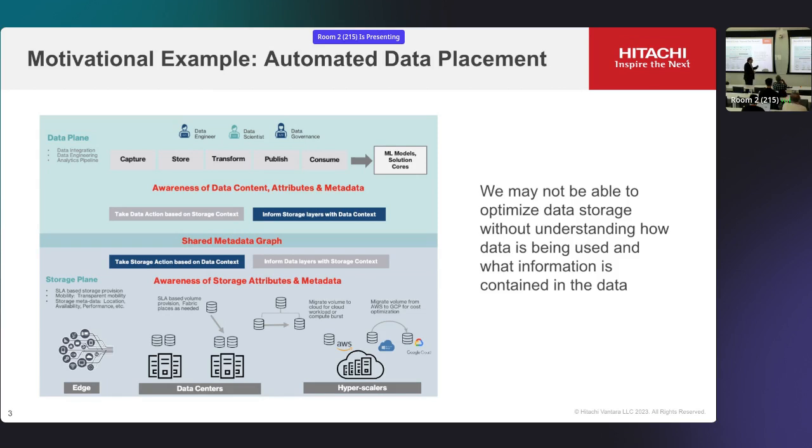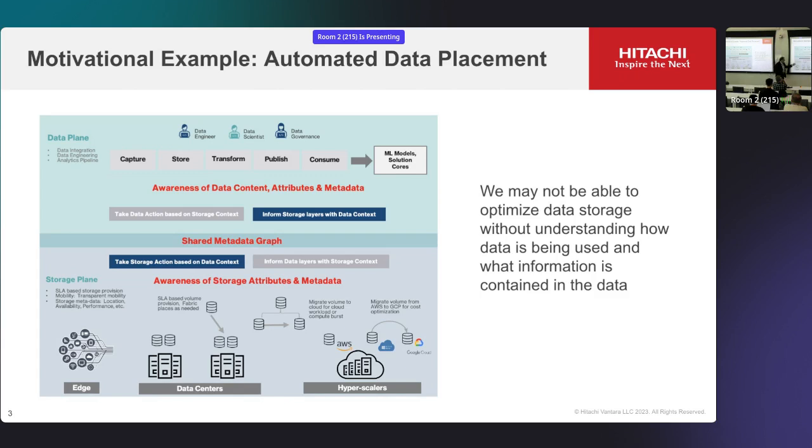So we need the big picture. How do we get the big picture, right? We need to have everyone contributing their metadata into a common graph, into a knowledge graph. And then we can figure out what the best action is in order to reduce cost or improve latency or whatever it might be.